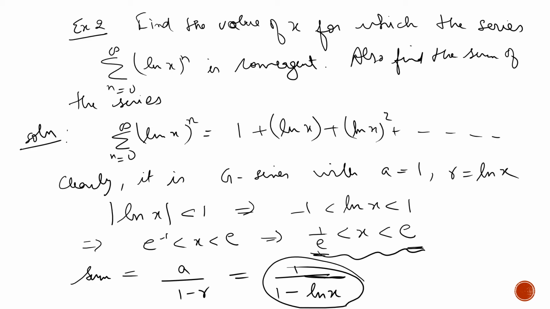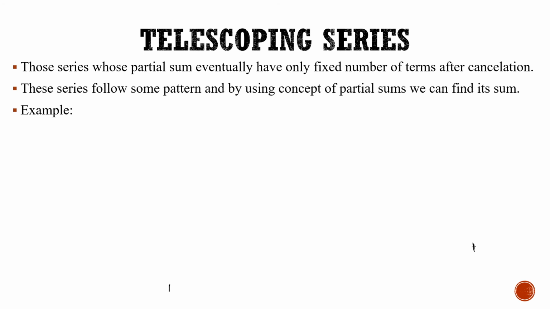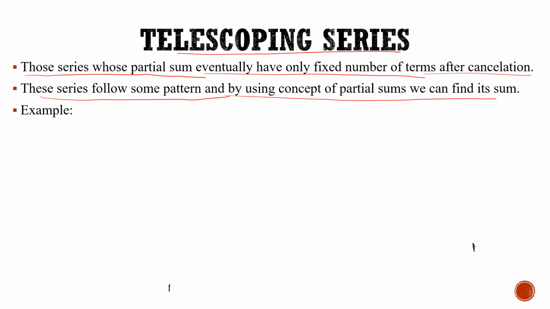So now we will study telescoping series. There is another type of series for which we can find the sum, called a telescoping series. If you want to define it, these are those series whose partial sums eventually have a fixed number of terms after cancellation, and these series follow some patterns, and by using the concept of partial sum we can find the sum.